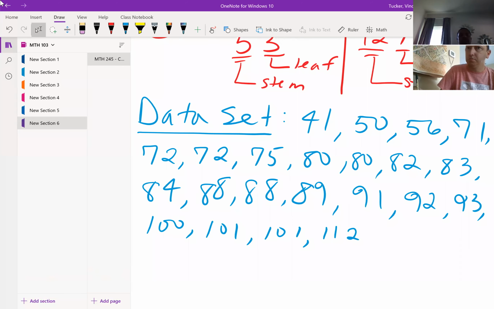All right, so here we have a data set, and the numbers have no relevance, no meaning. I just threw out some numbers. So if we had the data set of 41, 50, 56, 71, 72, 72, 75, 80, 80, 82, 83, 84, 88, 88, 89, 91, 92, 93, 100, 101, 101, 112, and we wanted to create a stem leaf plot for these data values.